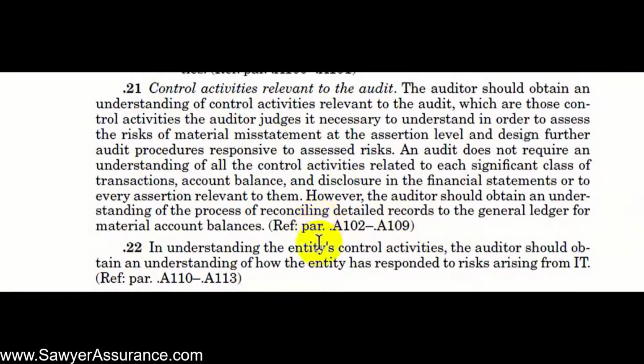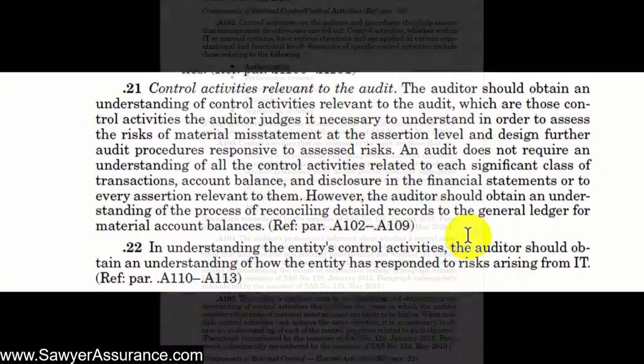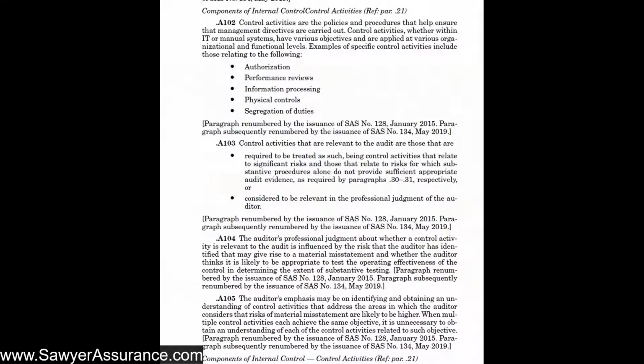And it also says here that we need to understand the control activities that are related to IT as well, to assess the risk that accounts might be materially misstated. So we've got a lot of information here. Explanatory material sections 102 through 113. So let's go down to those and see what additional information they have here to help us comply with these requirements.